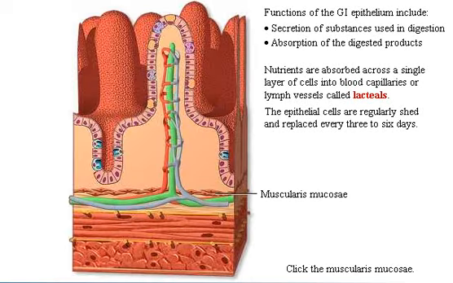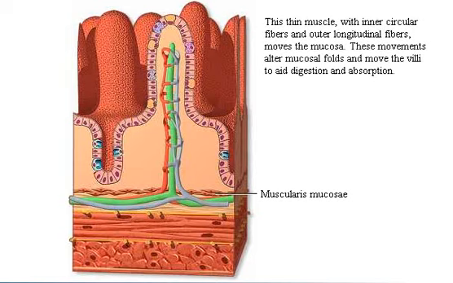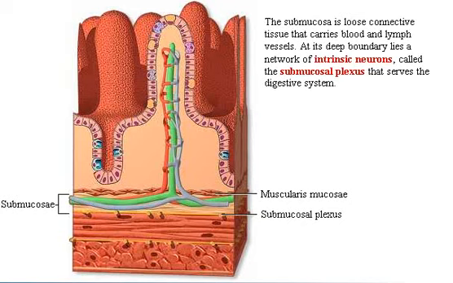Click the muscularis mucosae. This thin muscle, with inner circular fibers and outer longitudinal fibers, moves the mucosa. These movements alter mucosal folds and move the villi to aid digestion and absorption. Click the submucosa. The submucosa is loose connective tissue that carries blood and lymph vessels. At its deep boundary lies a network of intrinsic neurons called the submucosal plexus that serves the digestive system.